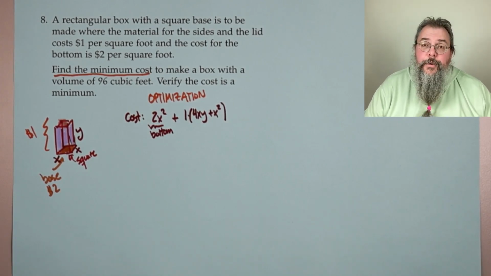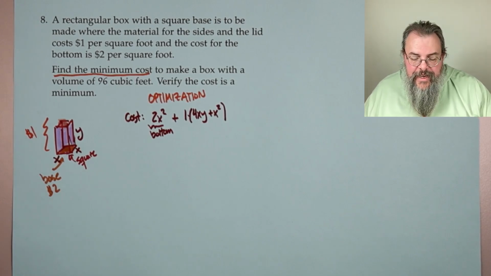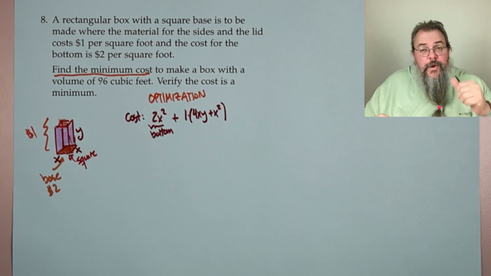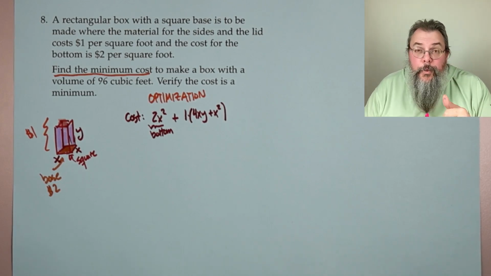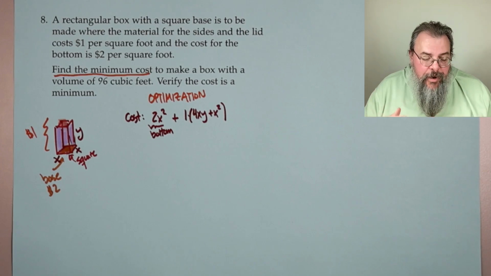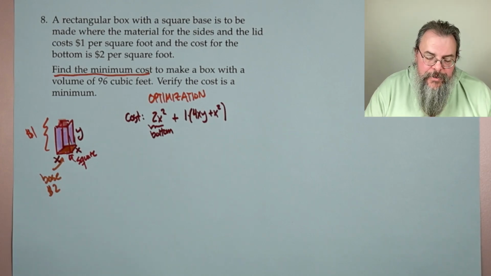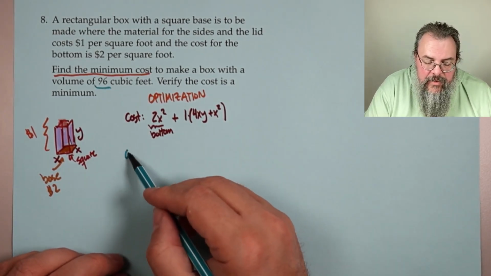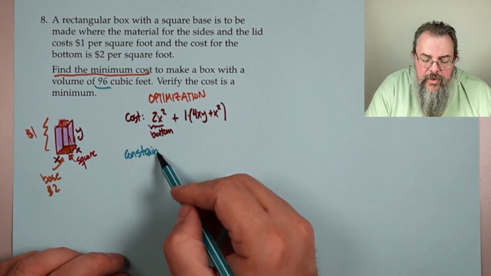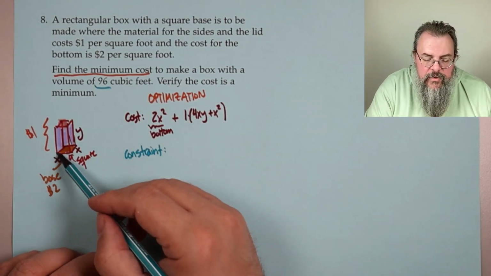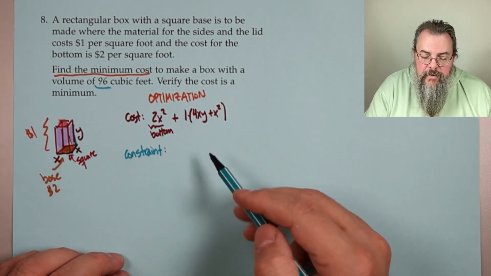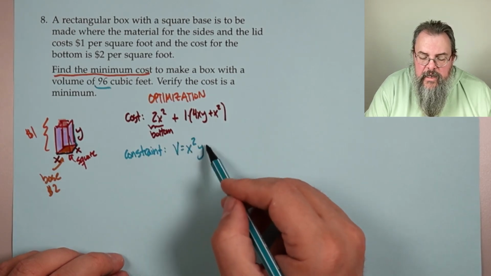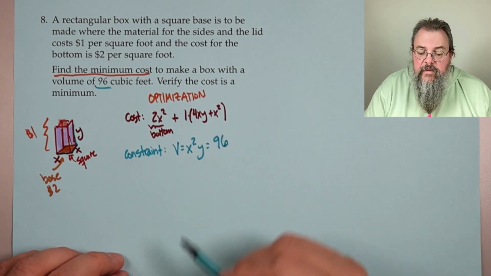Okay, good. But there's a constraint, and that's actually useful for us because right now we see 2 things, x and y. We want to get down to 1. One variable to rule them all. So, how do we do it? Well, there's this number we haven't used yet, 96 cubic feet. And so that's our constraint. And in particular, if you multiply these dimensions, you get our volume. So our volume, which is x squared y, is 96.